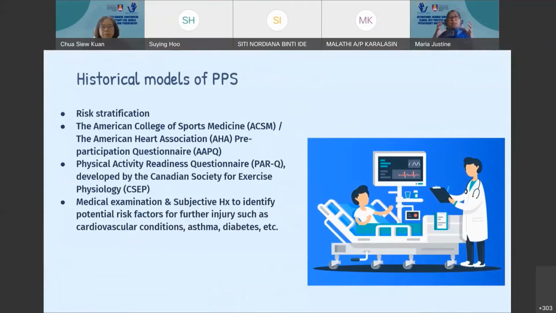So how do we do screening? Are there any models that guide us to do the screening? Historically, a few years back, not long ago, we used to use the PAQ, and other places use other kinds of questionnaires. The reason being, traditionally in the screening, we need to stratify the risk of cardiovascular events. So all these screenings were required to identify the level of cardiovascular risk to participation in exercise. How do they stratify? They stratify according to low risk, moderate risk, and high risk.